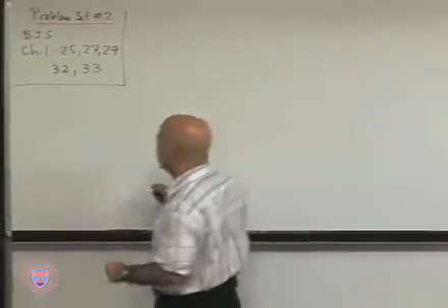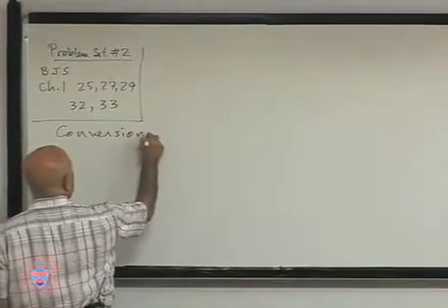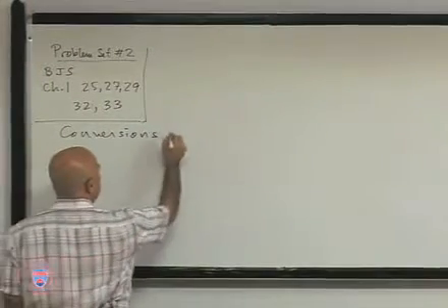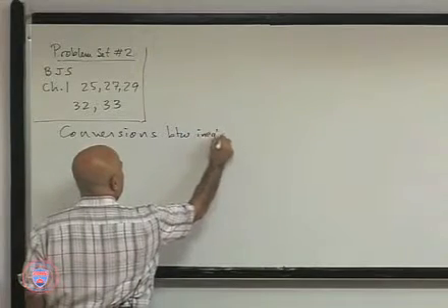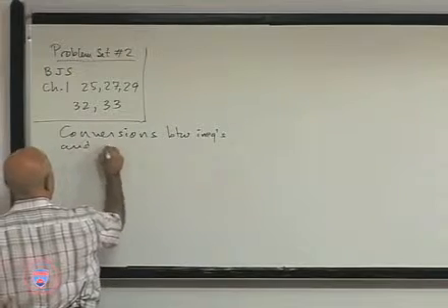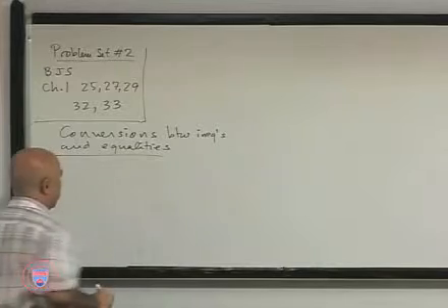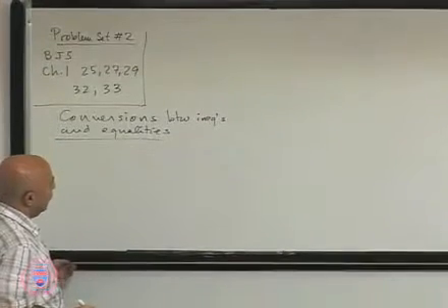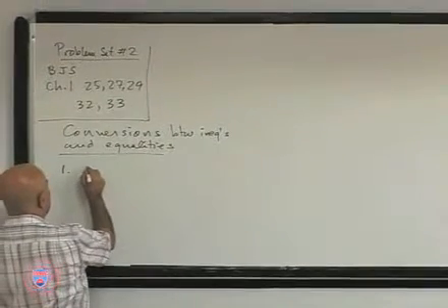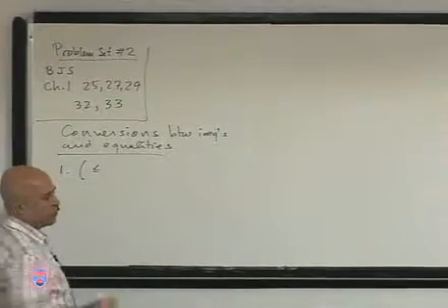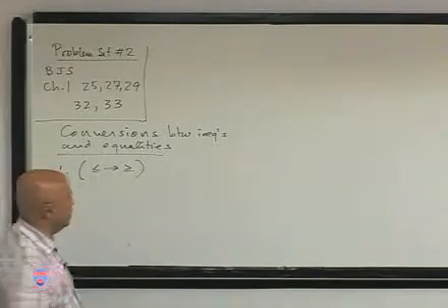Let's just talk about the conversions between different kinds of inequalities, or different kinds of functional constraints. So the first thing you might want to do is to convert a less than or equal to type of constraint into a greater or equal type of constraint, and that's easy to do.